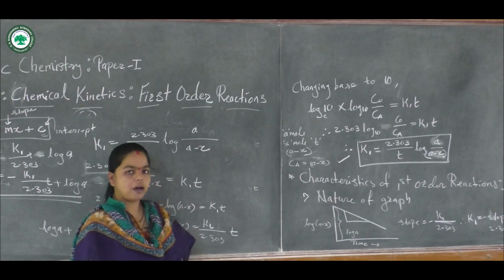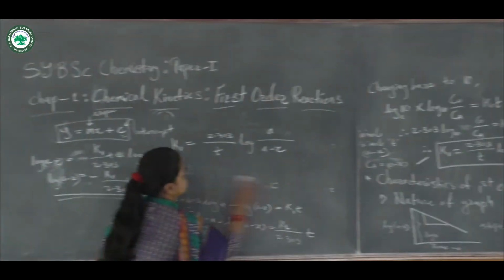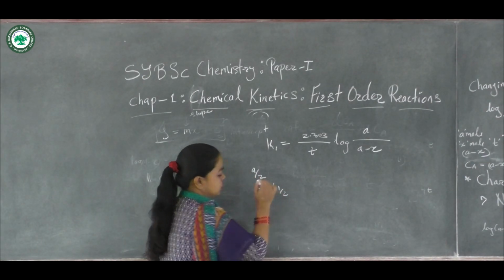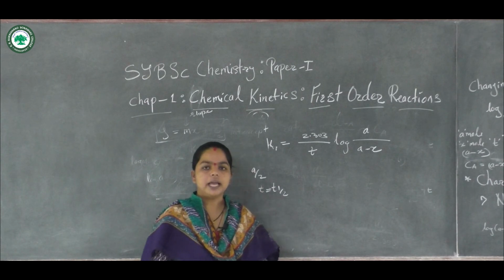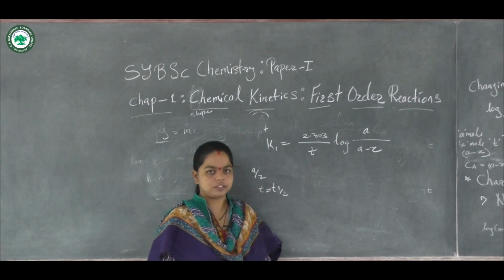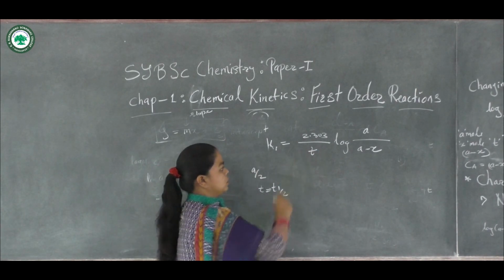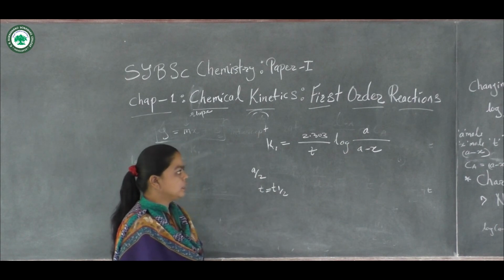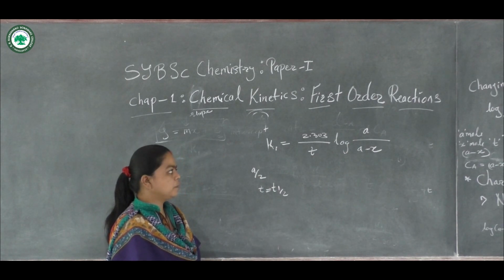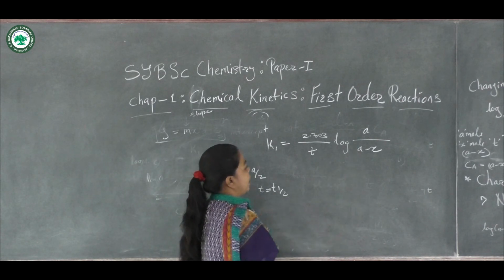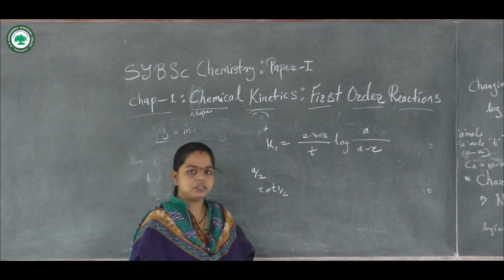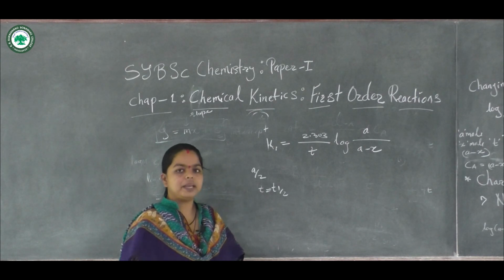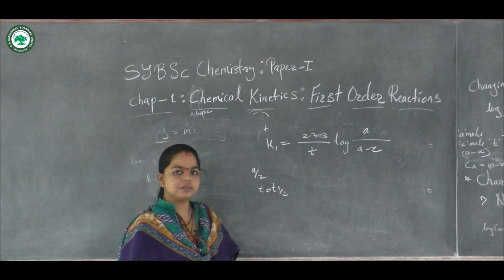Now the second is the half-life period for the first order reaction. Half-life period is the time required to consume half of the reactant. So we can consider the basic equation for the first order rate constant. A is the initial concentration and A minus X will be the final concentration here. When half of the reactant is consumed, A becomes A upon 2, and the remaining 50% of the concentration is again A upon 2.